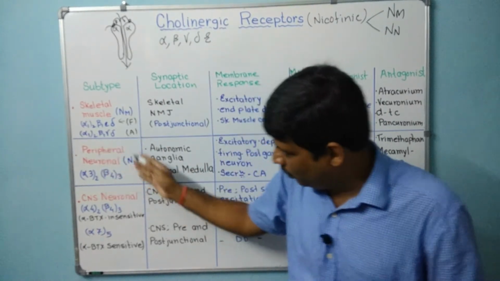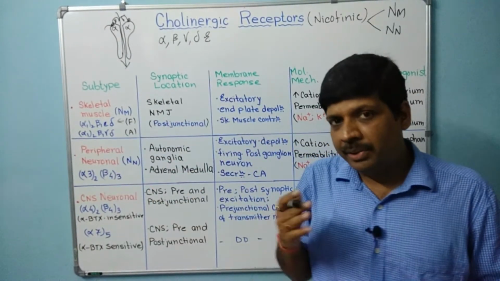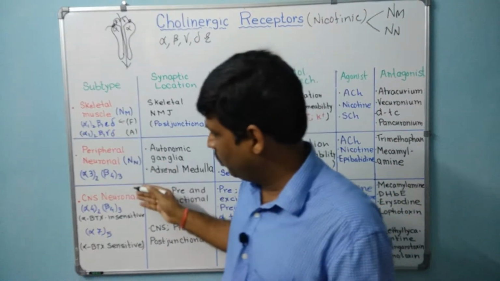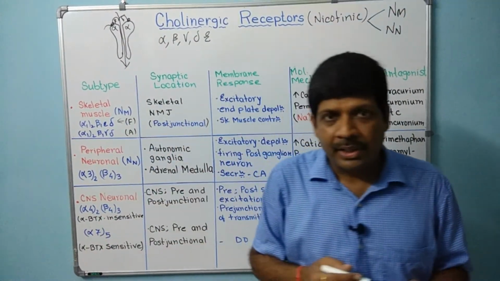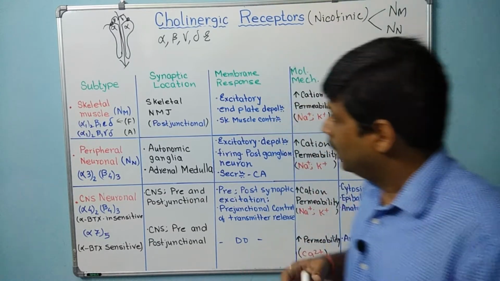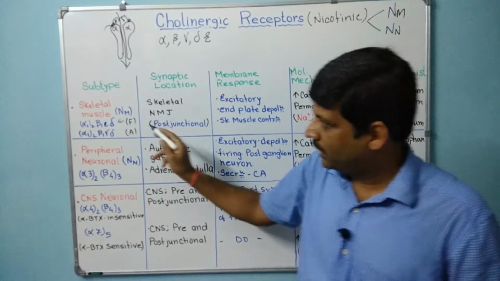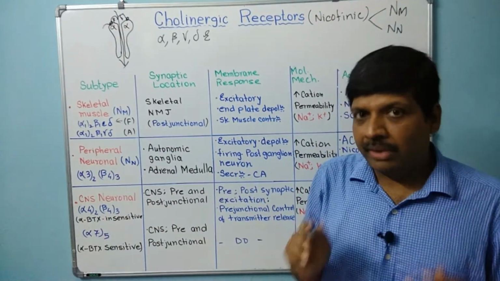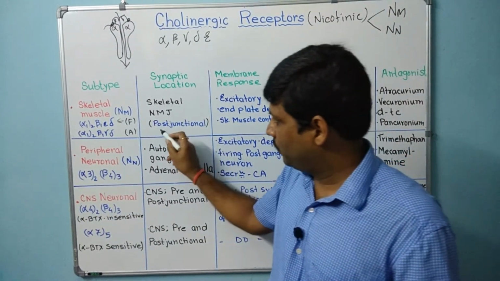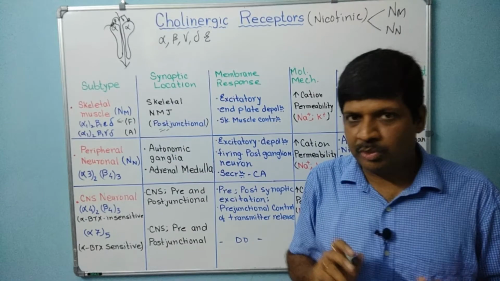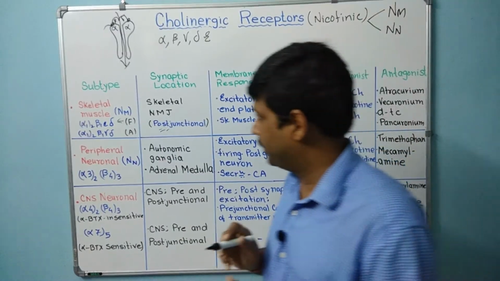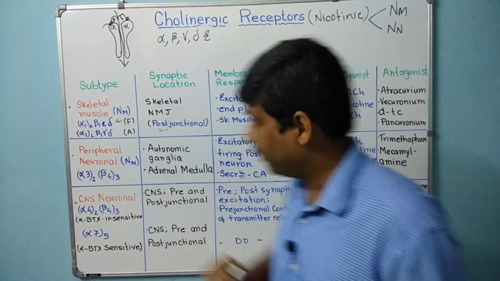Now neuronal type, this is neuronal type. Neuronal type can be of peripheral neuronal type or the CNS neuronal type. We'll discuss NM type first. These are present in the skeletal muscle or neuromuscular junction, and specifically they are present mostly at the post-junctional space. I'll come to the configuration later on.